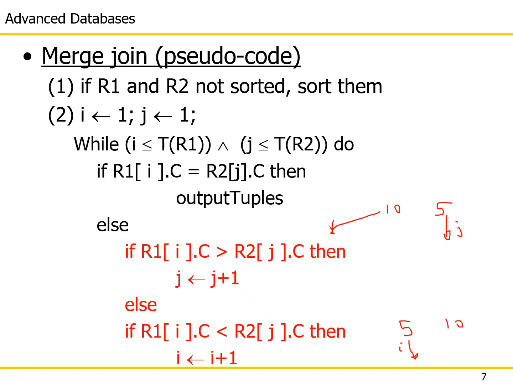Now, what is the rationale behind this? Let's throw some numbers. Let's say you're getting a 10 here, and this is a 5. What you'd like to do is advance j to reach the 10. While if this is smaller, if you have a 5 here and a 10 here, you would like to advance i. And that's what this is doing.